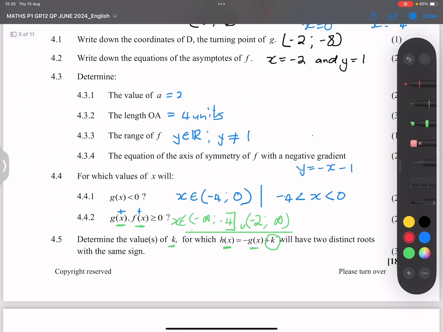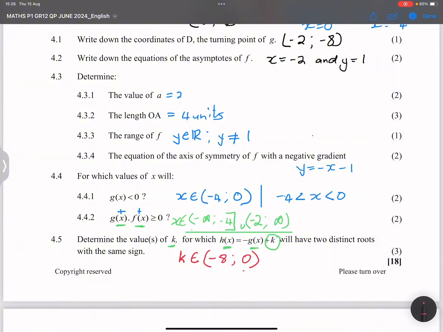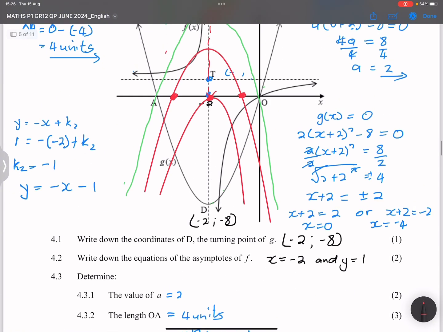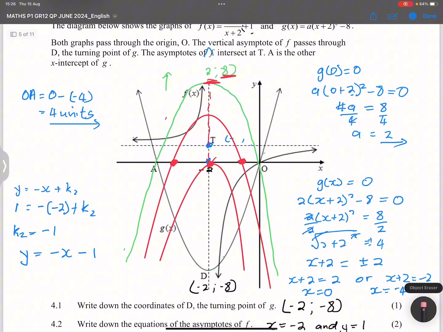Okay, so k must be an element of -8 till 0. Now remember, in this case, it mustn't get to -8, nor must it be shifted by any amount of zero. So it will be between -8 and 0 in that case. Ladies and gents, I hope that makes sense, right? We will leave that question there. Let's go on to the next one.